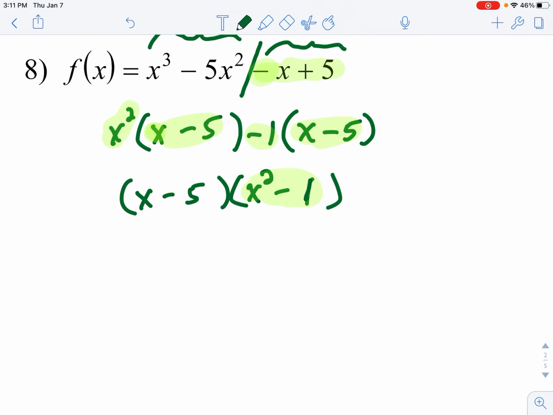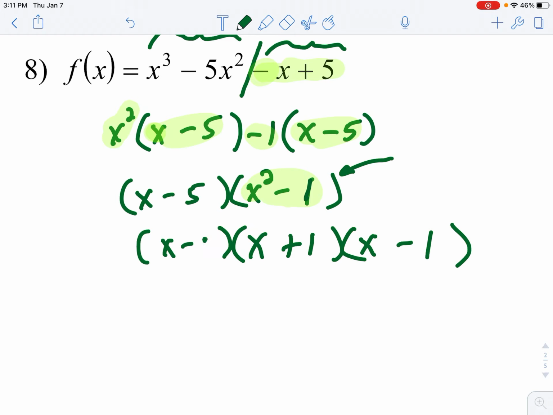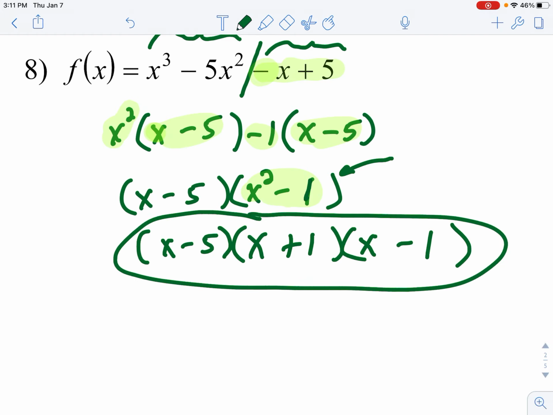1 is 1 squared. So this part here can be factored even more. You put down x, x, plus 1, minus 1. And then the first factor of x minus 5, you just bring that down, and that makes the whole answer. So number 8 looks like that. All right, so grouping. You do the grouping method, and sometimes you're done, and sometimes you find that there's an extra step you can do before you're done.